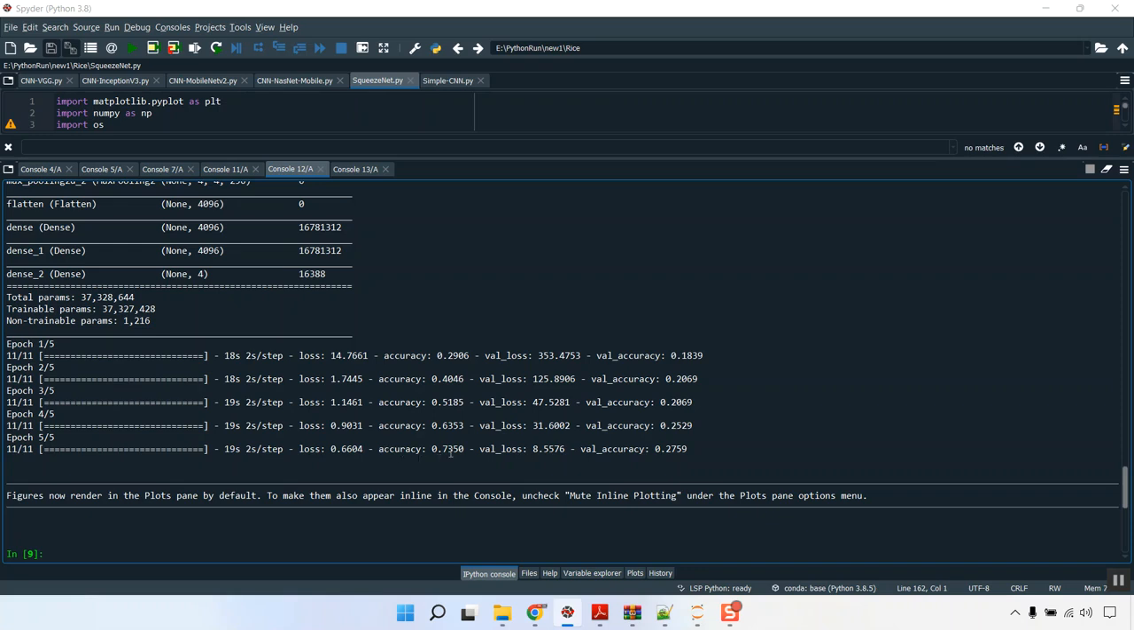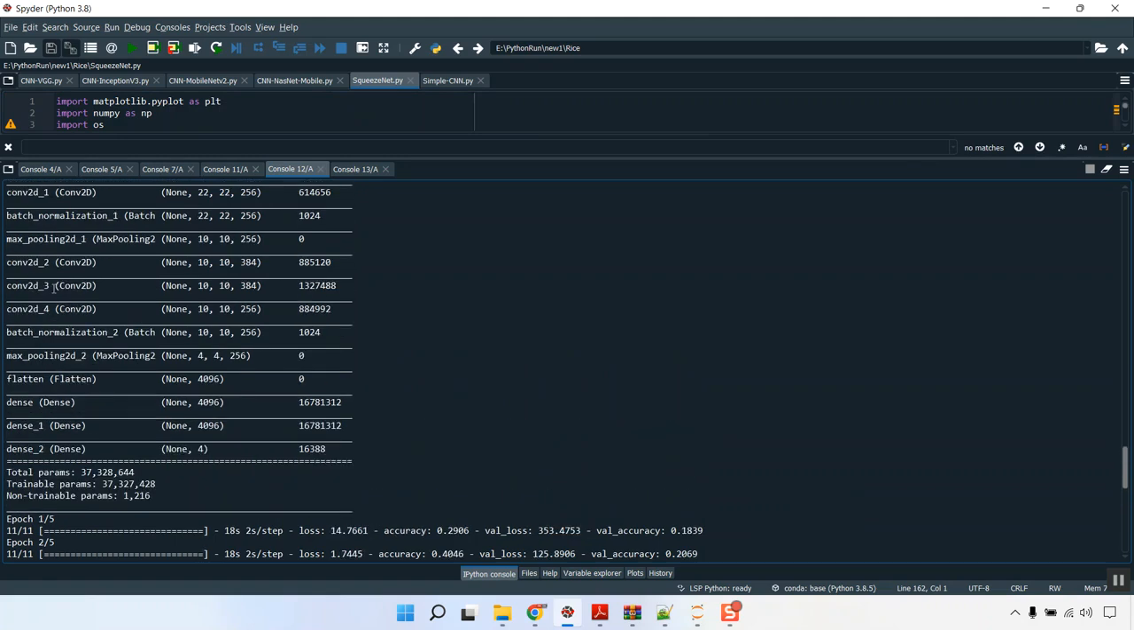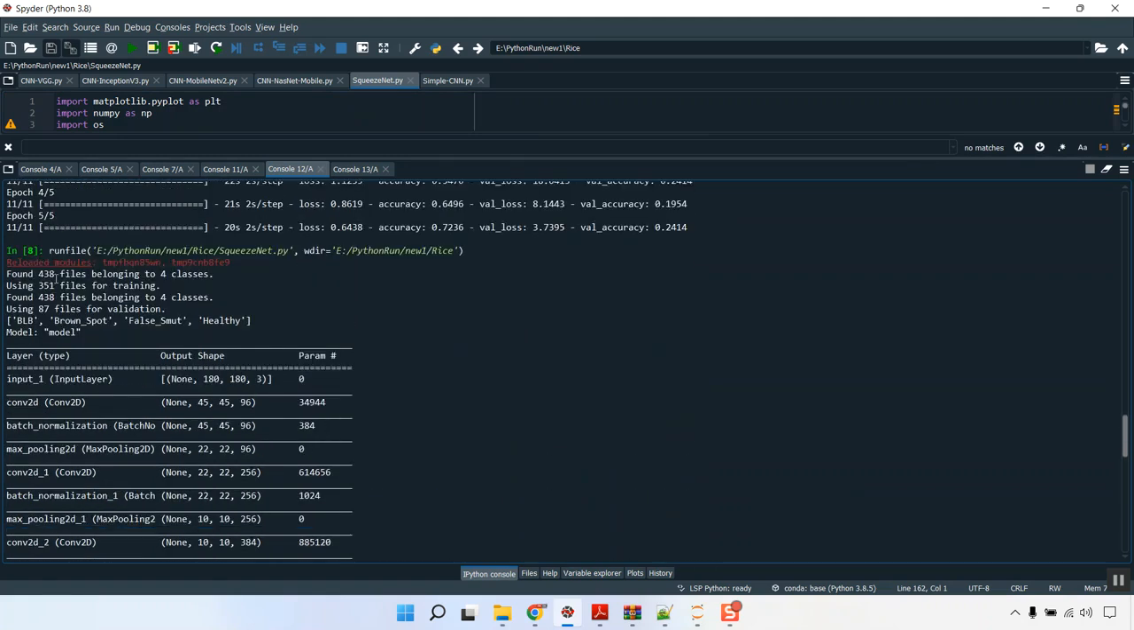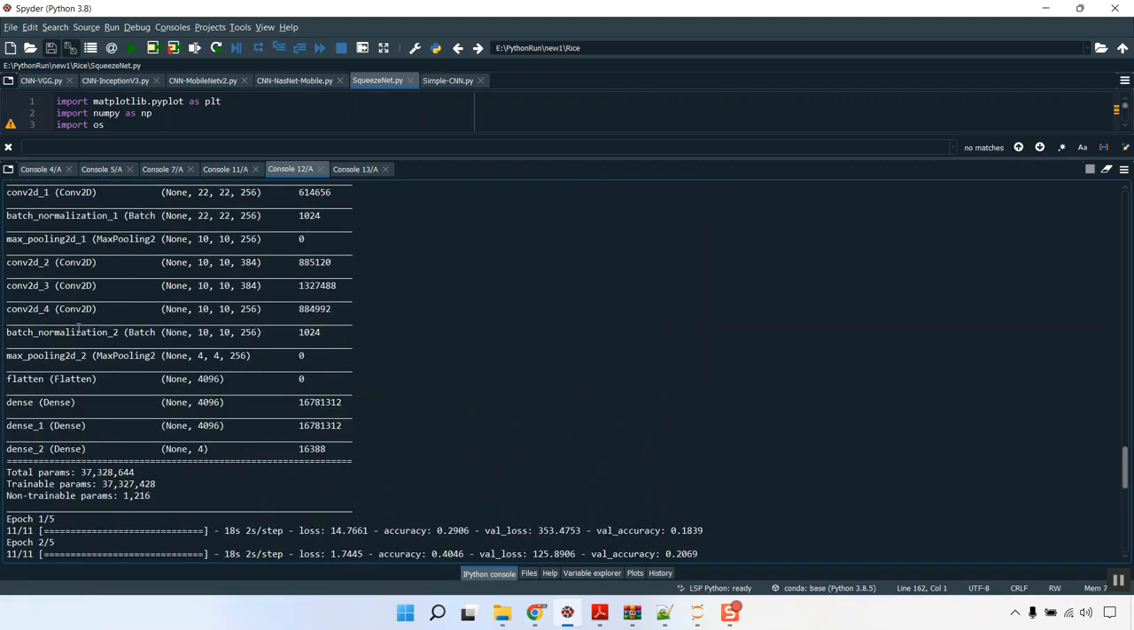It's providing less accuracy. If I increase the epochs, obviously this accuracy will also reach nearly 90%. Okay, it is based on this training model, and I am using a total of 4 classes for training, validation and testing. So these are all the layers.